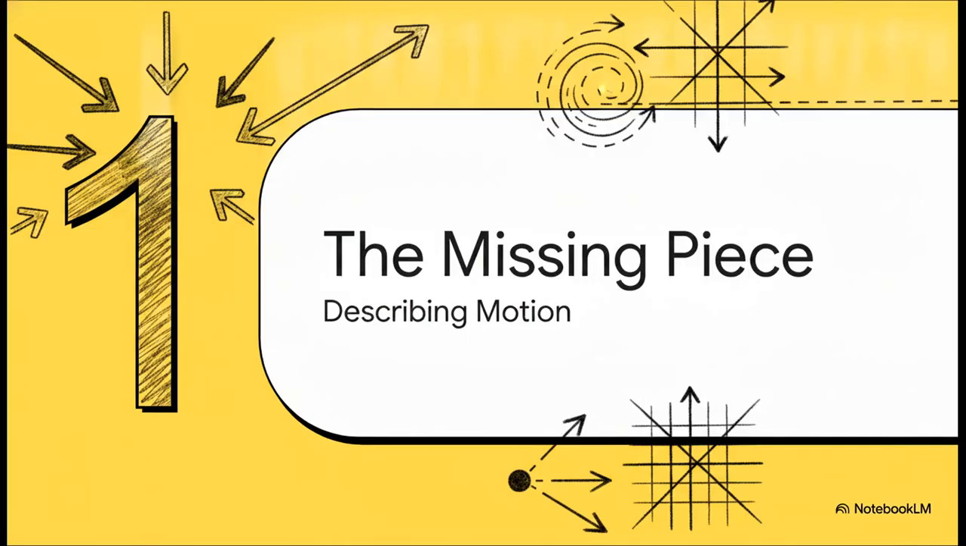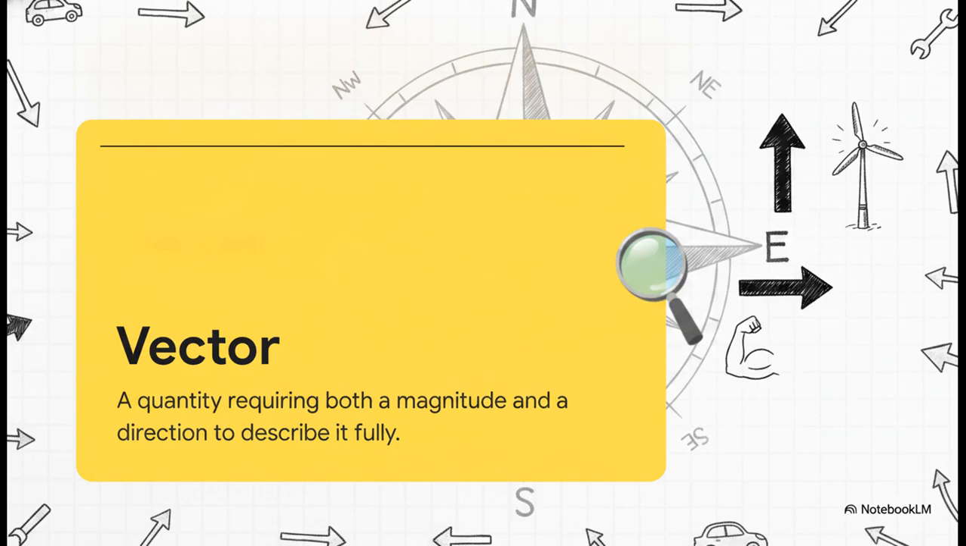Which brings us to section 1, the missing piece of motion. Because to fully describe how things move, we absolutely need a way to capture both how much and which way. Enter our mathematical hero for today, the vector. A vector elegantly solves this whole problem. It's simply a quantity that needs two essential properties to fully describe it: a magnitude, which tells us how large something is, and a direction.